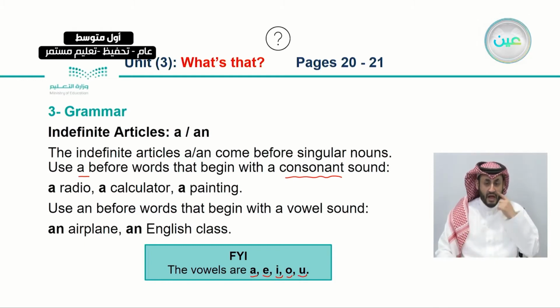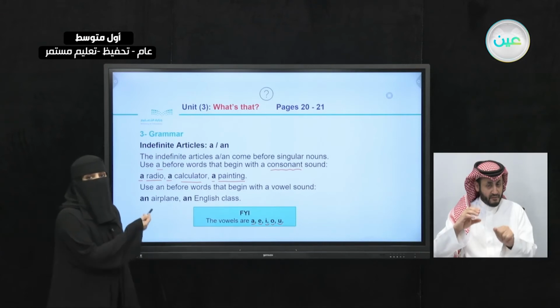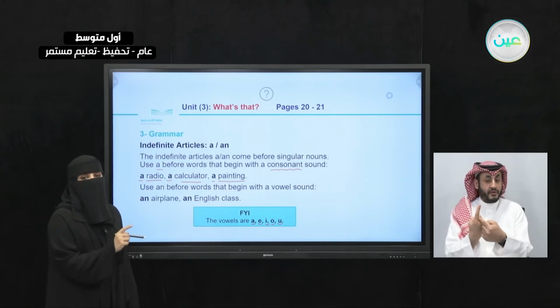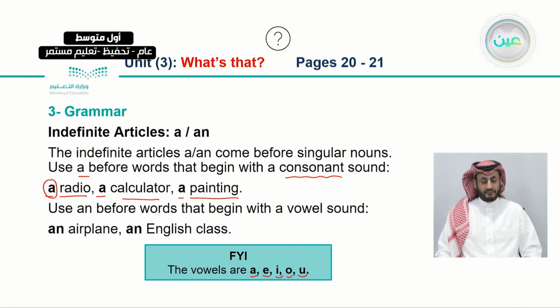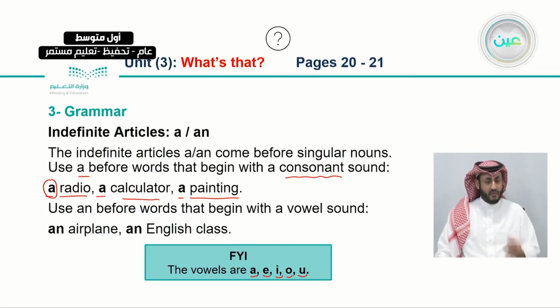As you can see, the first word right here, a radio, a calculator, a painting. Can you tell how many radios I'm talking about? It's only one. Just looking at the indefinite article that is used for only singular nouns. A radio, only one. A calculator, only one. A painting, only one item. How about if it's plural? No need for the a or an.